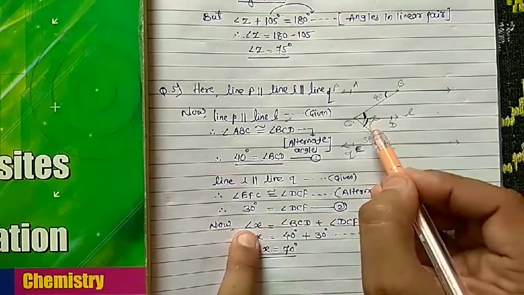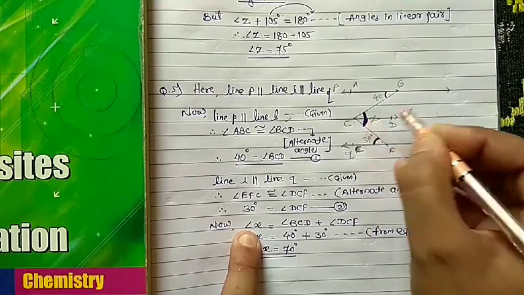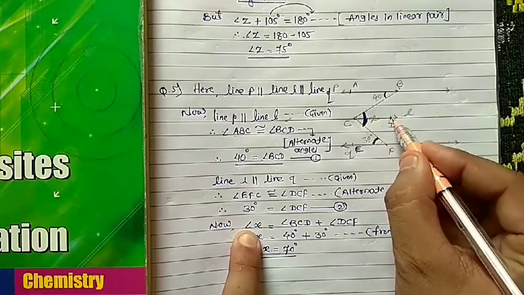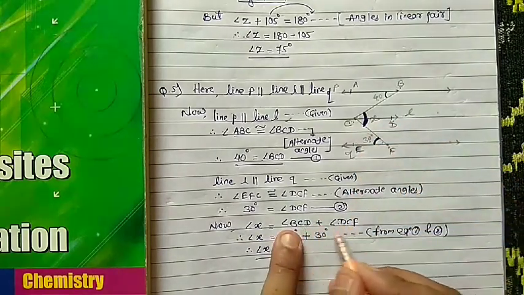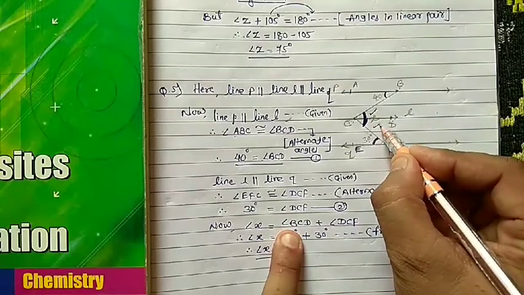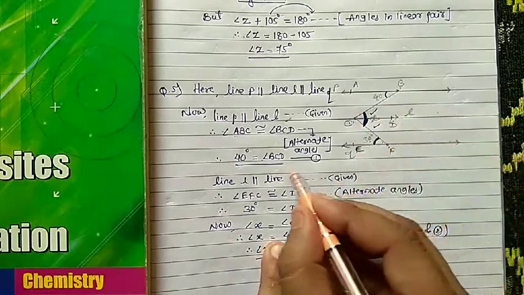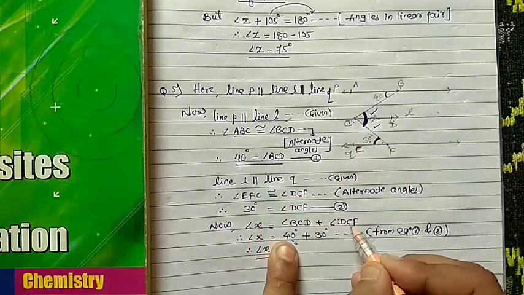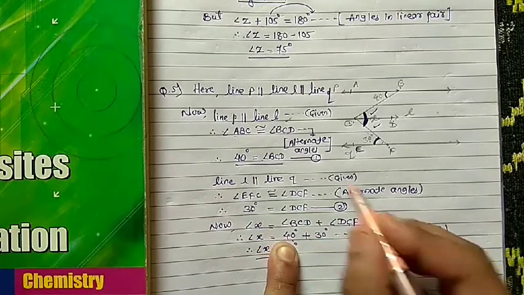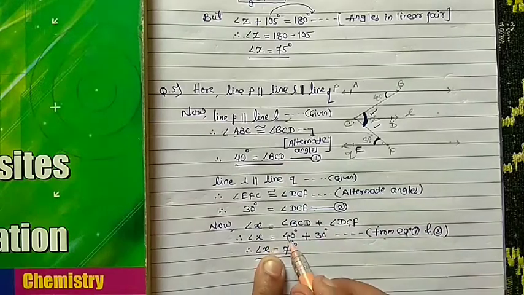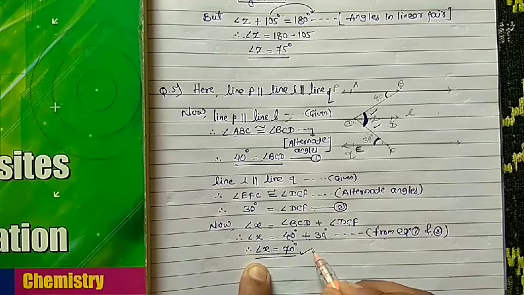Now this whole angle x means what? Angle BCD plus angle DCF, the sum of these two angles. It means angle x. So angle x equals, what is the value of BCD? BCD equals 40 degrees. And what is the value of angle DCF? That equals 30 degrees, from equations 1 and 2. So 40 degrees plus 30 degrees. Therefore angle x equals 70 degrees.